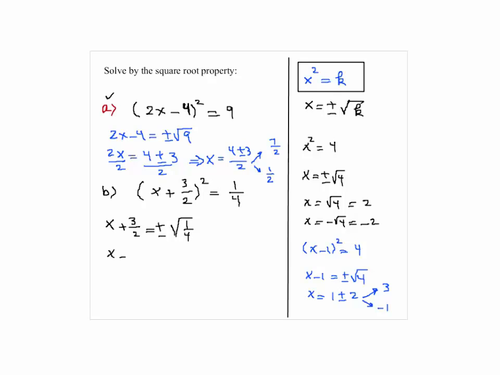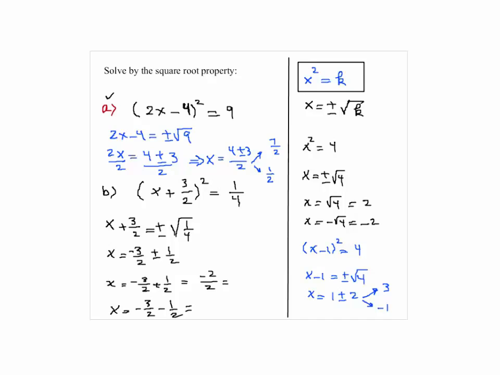Exactly. So if I subtract 3/2 from both sides of the equation, I get x equal to minus 3/2 plus and minus square root of 1/4, which would be 1/2. So x would be equal to minus 3/2 plus 1/2, and x equal to minus 3/2 minus 1/2. So here we have minus 3 plus 1 would be minus 2 over 2.